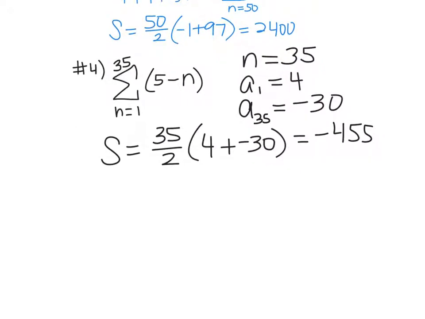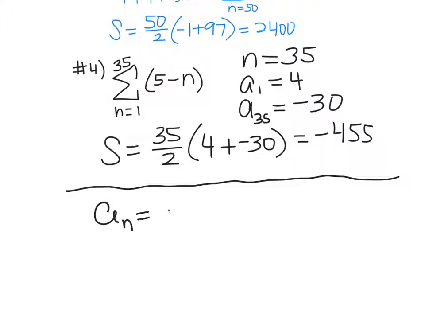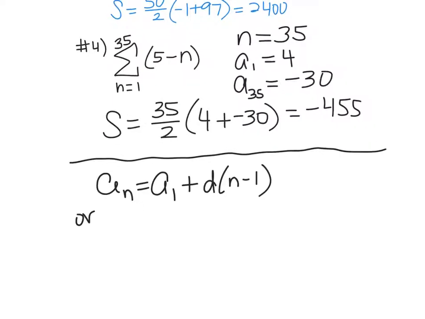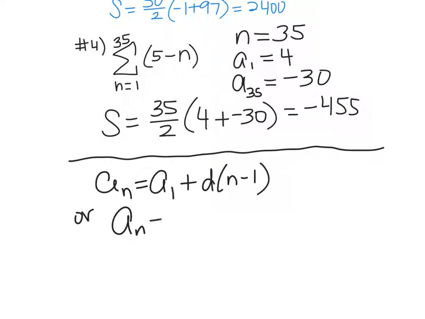Okay, last type of problem. Here we go. Now, you are going to have to come up with your own sigma. This is very exciting. Recall from your arithmetic formulas that a sub n equals a sub 1 plus d times n minus 1. A lot of you like that one, right? Or the other one, which is the one I like, a sub n equals a sub 0 plus dn.